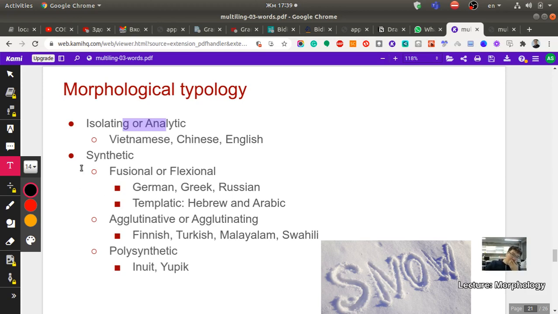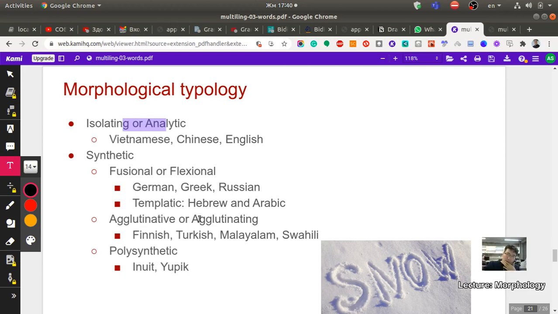And we have synthetic, fusional, flexional: German, Greek, Russian, and Hebrew and Arabic. What does it mean? It means that when you add a new suffix, it also changes the word. So you have, for example, korova, which is a noun, but you add some new ending, and it may become korov or korovi. So the a in the end, it loses it. And it's gone away. It can change, for example, in many cases.